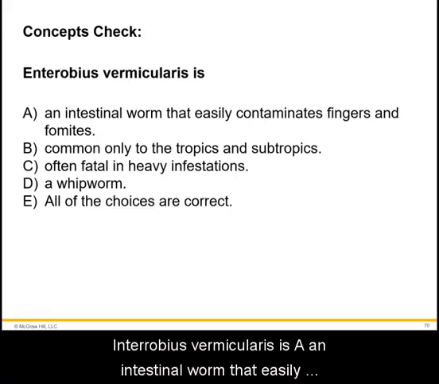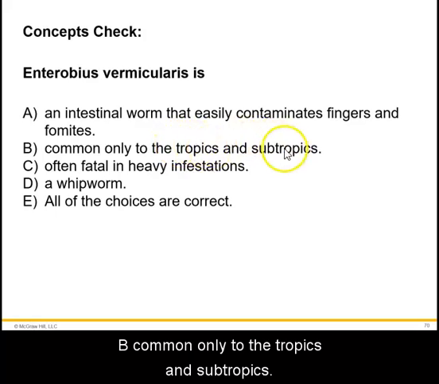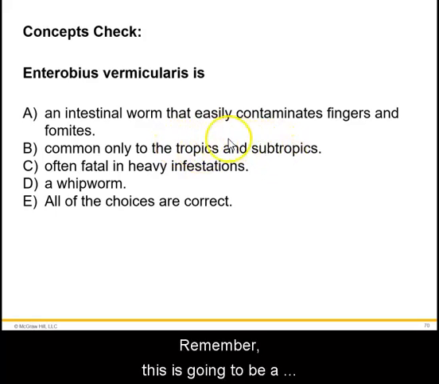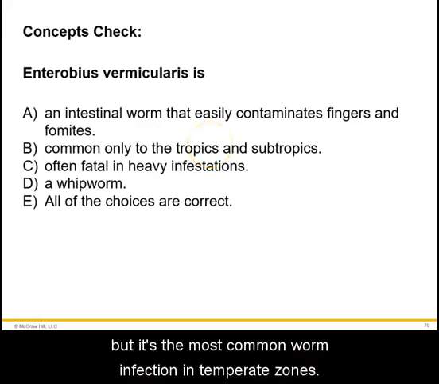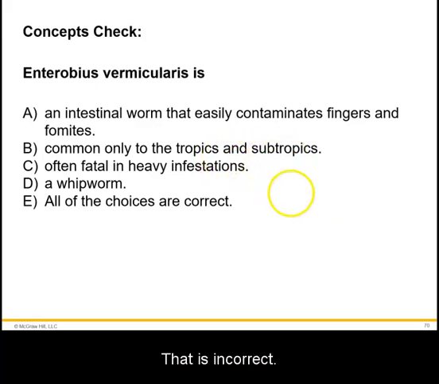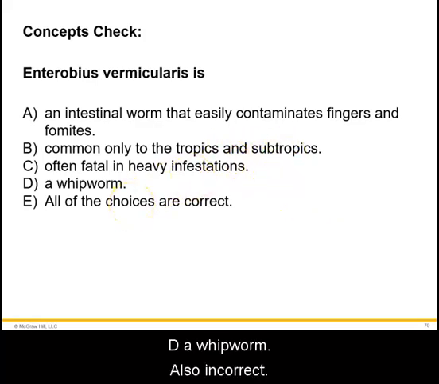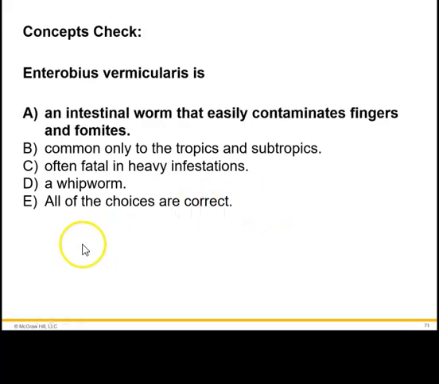Okay, Enterobius vermicularis is A, an intestinal worm that easily contaminates fingers and fomites. That's true. B, common only to the tropics and subtropics. That's incorrect. Remember, this is going to be a temperate zone. Well, it's common globally, but it's the most common worm infection in temperate zones. C, often fatal in heavy infestations. That is incorrect. D, a whipworm, also incorrect. So the correct answer here is A.